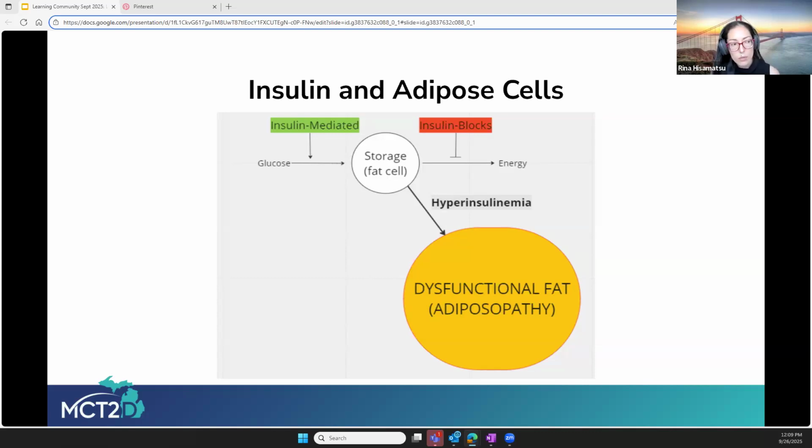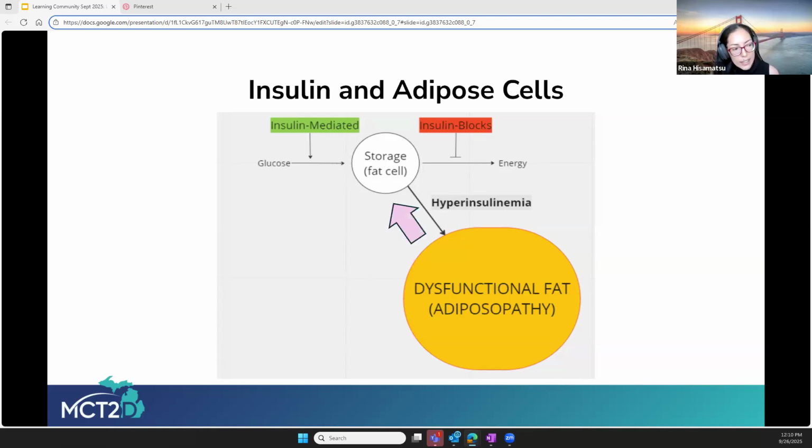Now, this slide here is kind of depicting the relationship between insulin and adipose cells. Insulin is an anabolic hormone, which means that it inhibits lipolysis and promotes fat storage. And so when we are in a state of high insulin levels or persistent high insulin levels, it can leave the body in an insulin-mediated energy storage mode. And over time, without the body being able to access the storage, it can lead to hypertrophy of adipose tissue, which over time can lead to dysfunctional fat cells or adiposopathy. And so this slide here is really highlighting the relationship between insulin and energy metabolism and storage.